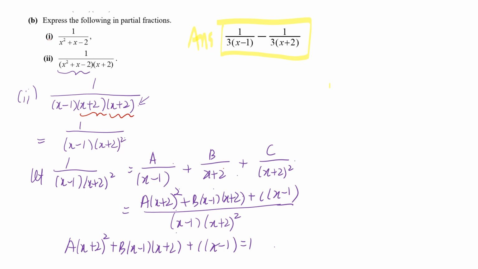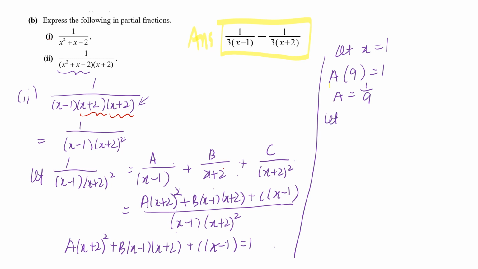Okay, we're going to use appropriate substitutions. So what are the appropriate substitutions? I'm going to let x minus 1 equal to 0, so let x equal to 1. So then I can eliminate my B, eliminate my C to find my A. So that will give me 9. So A will be 1 over 9. Okay, A is found. Next thing is I'm going to let x be negative 2. The purpose is to eliminate my B and also A, so that I am left with C only. So C is negative 1/3. C is found. Very good.